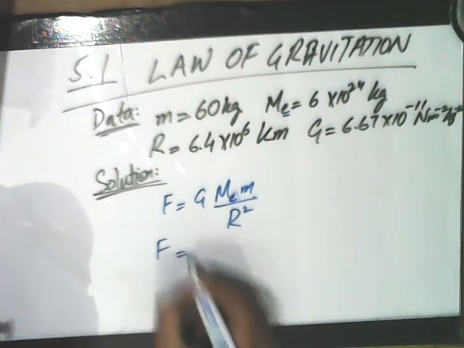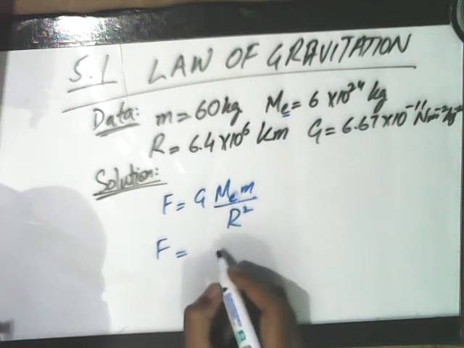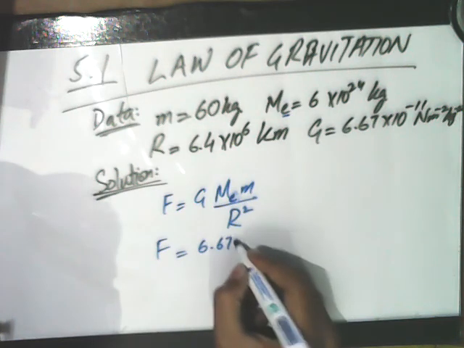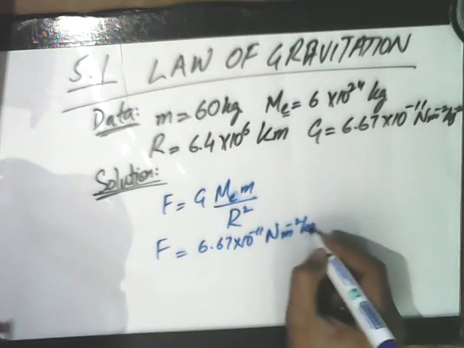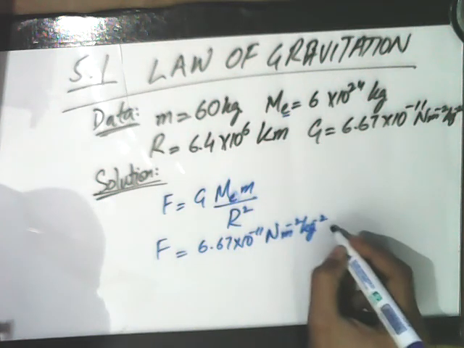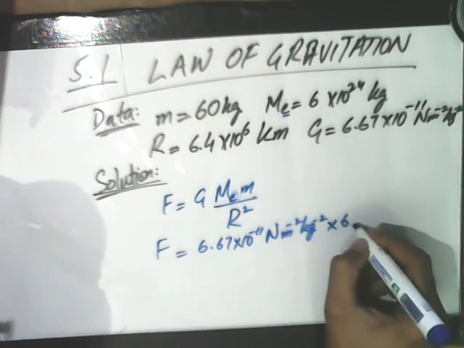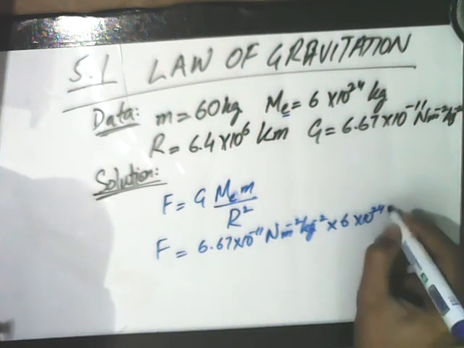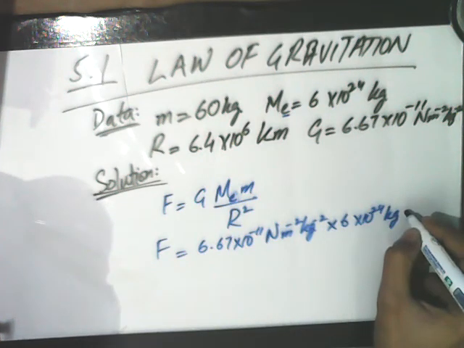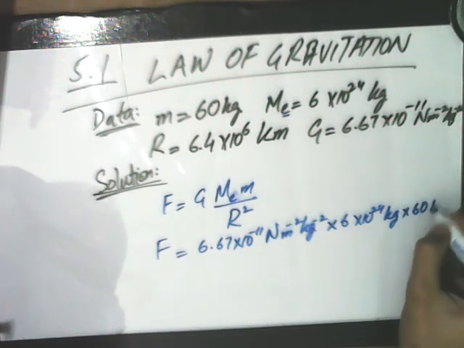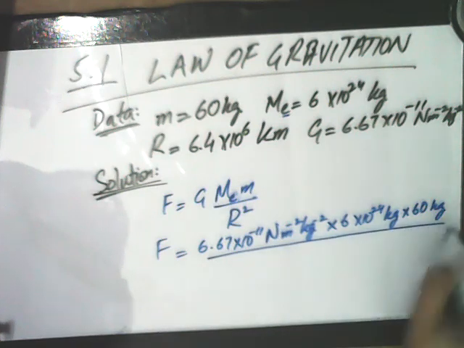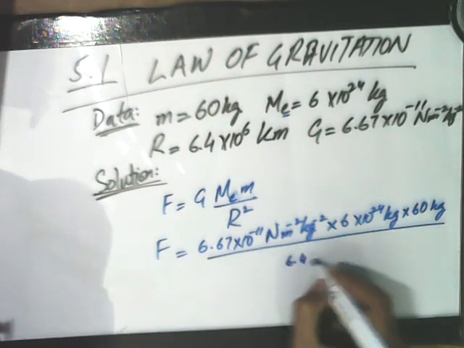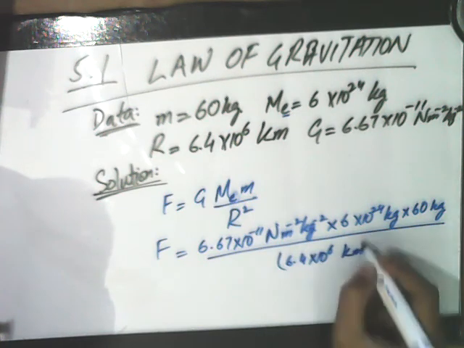So to calculate the force, let's get 6.67 into 10 to the power minus 11 Newton meter square kilogram minus 2, right? Multiplied by 6 into 10 to the power 24 kilograms, multiplied by 60 kilograms, and this whole thing is going to get divided by 6.4 into 10 to the power 6 meters, and we're going to take a square of it.